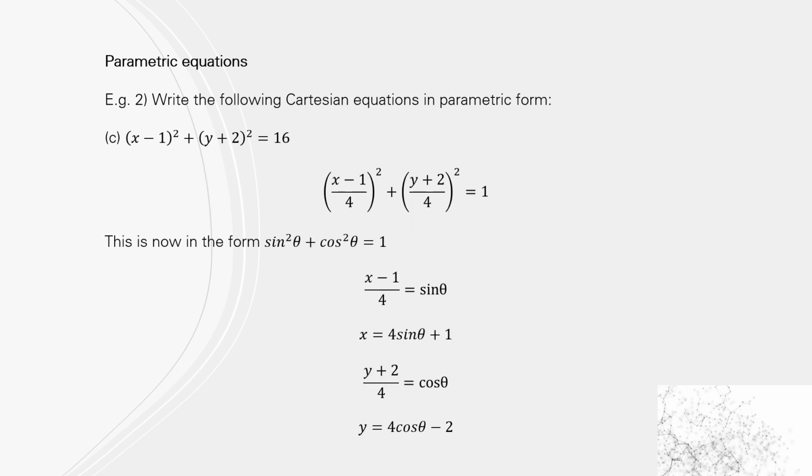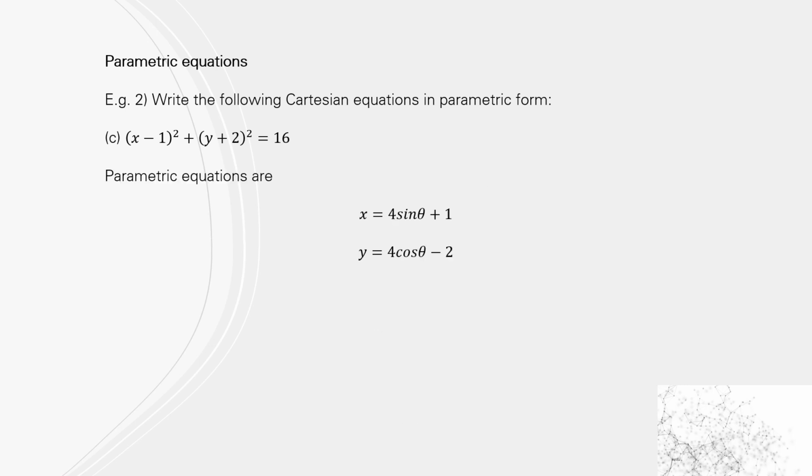So if you let the first bracket be sine theta, then you can get the parametric equation for x. So you multiply by the 4, add the 1. And if you let the second equation equal cos theta, you get y equals 4 cos theta minus 2, giving you your parametric equations as x equals 4 sine theta plus 1 and y equals 4 cos theta minus 2. Thank you.